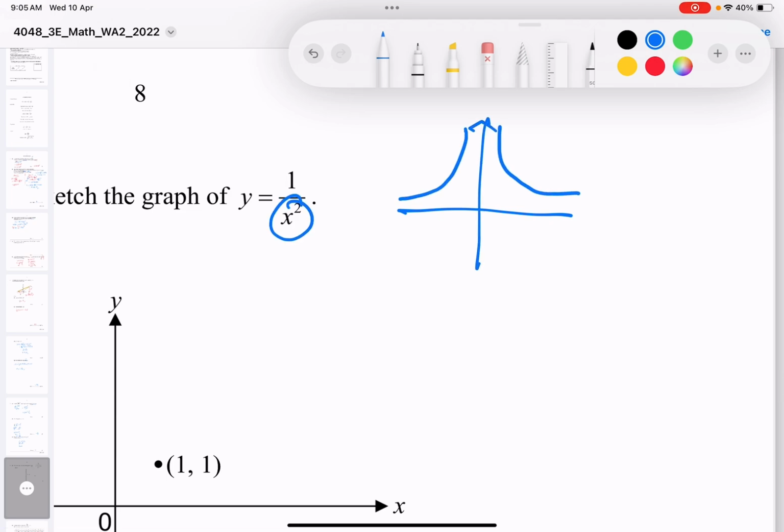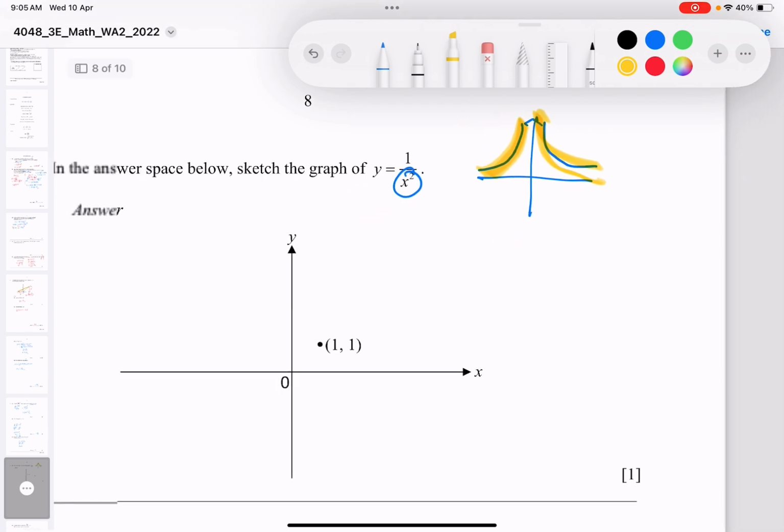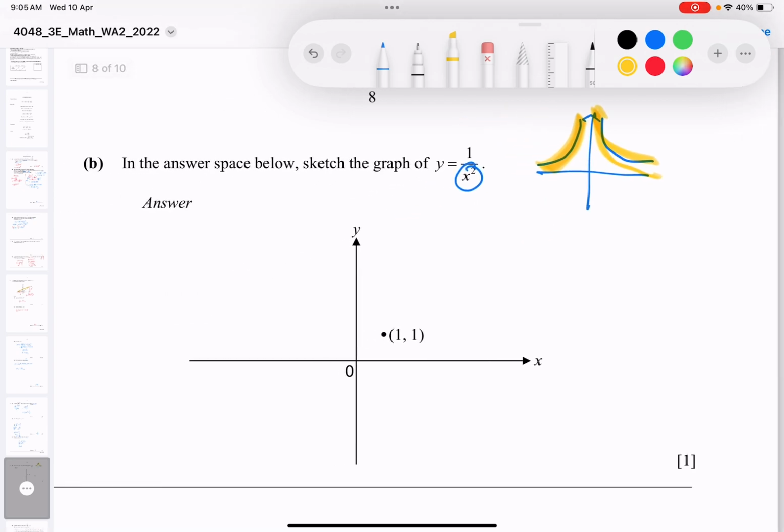Why? Because number 1, this is a square. Square is positive. That means we know that the graph is always going to be positive. It's going to be above the x-axis. Okay, and this shape, we just know that this is the shape of 1 over x squared and 1 over x cubed. Of course, for 1 over x cubed, this one will be on the other side.